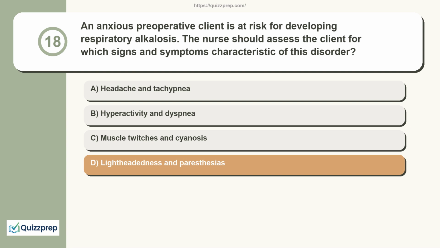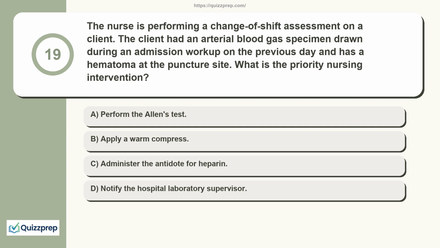Question 19. The nurse is performing a change of shift assessment on a client. The client had an arterial blood gas specimen drawn during an admission workup on the previous day and has a hematoma at the puncture site. What is the priority nursing intervention? Perform the Allen's test. Apply a warm compress. Administer the antidote for heparin. Notify the hospital laboratory supervisor.